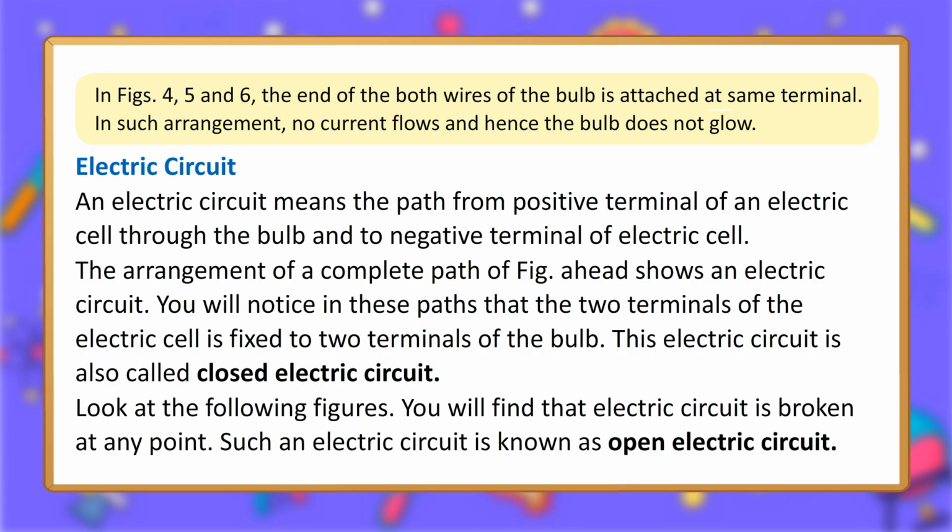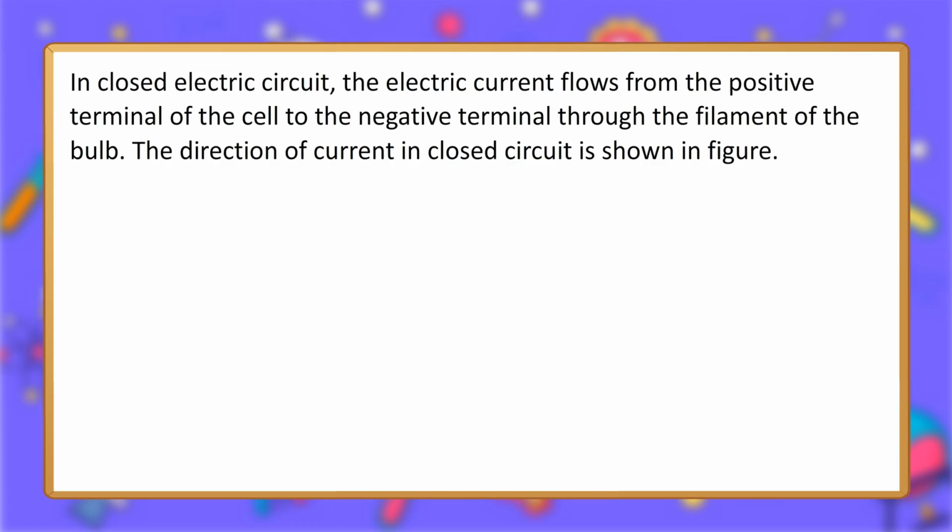Look at the following figures. You will find that the electric circuit is broken at some point. Such an electric circuit is known as an open electric circuit. In a closed electric circuit, the electric current flows from the positive terminal of the cell to the negative terminal through the filament of the bulb. The direction of current in a closed circuit is shown in the figure.